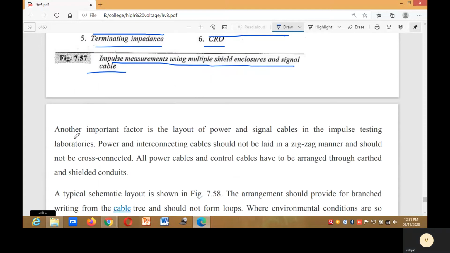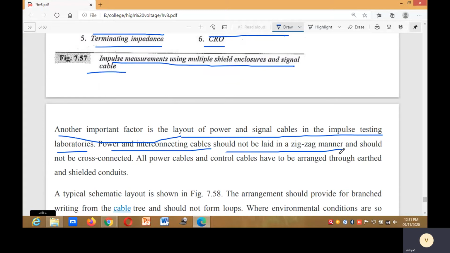Okay. Another important factor is the layout of power and signal cables in the impulse testing laboratories. Power and interconnecting cables should not be laid in a zigzag manner, and they should not be cross connected. One thing you need to observe: power and interconnecting cables should not be laid in a zigzag manner or cross connected.